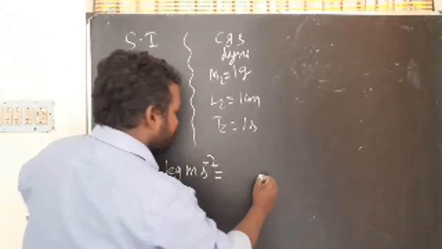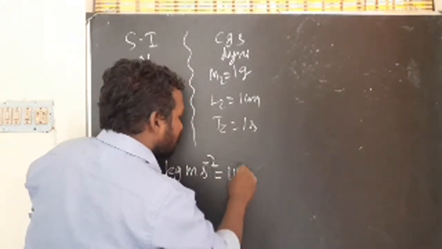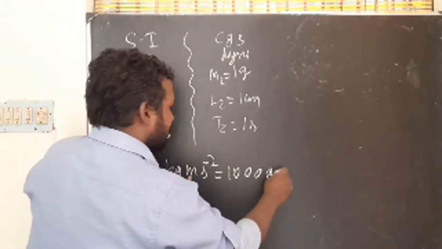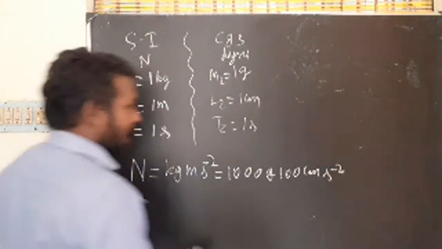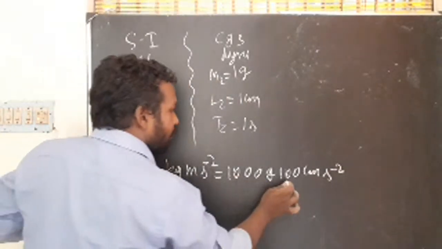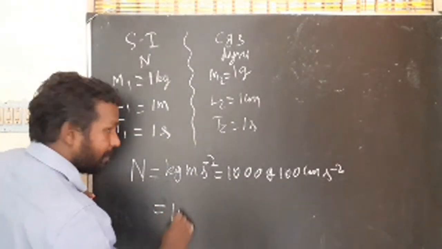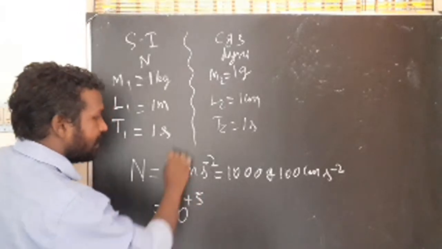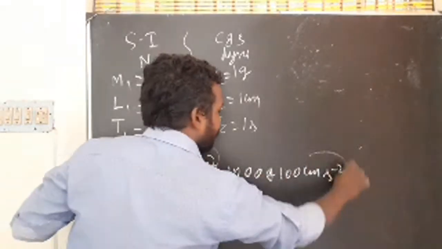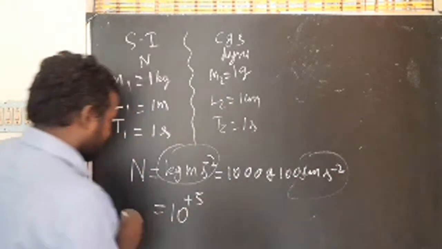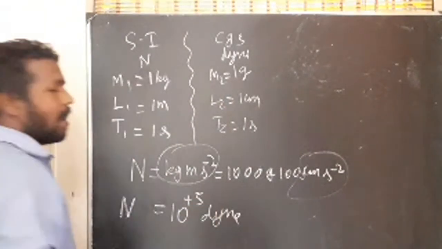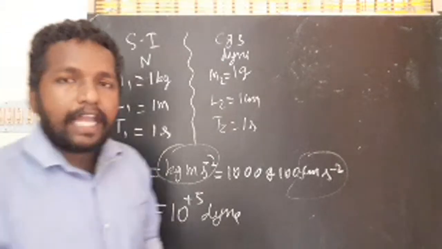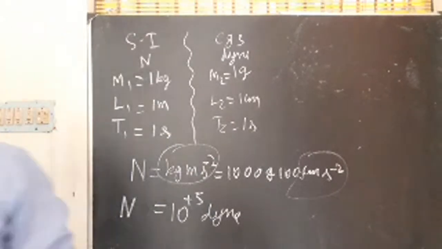1 kilogram is how many gram? 1000 gram. 1 meter is 100 centimeters, second minus 2. Now count the zeros: 1, 2, 3, 4, 5, so 10 power plus 5. This everything we can call Newton, and this everything we can call dyne. So 1 Newton is 10 power 5 dyne. Now I am going to use the dimensional formula to find 1 Newton is how many dyne.